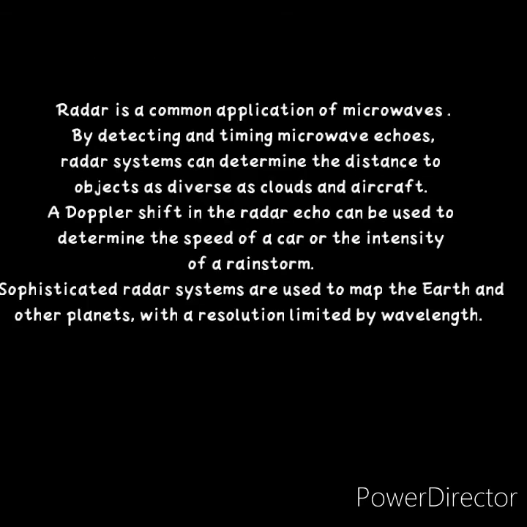Radar is a common application of microwaves. By detecting and timing microwave echoes, radar systems can determine the distance to objects as diverse as clouds and aircraft. A Doppler shift in the radar echo can be used to determine the speed of a car or the intensity of a rainstorm. Sophisticated radar systems are used to map the Earth and other planets with resolution limited by wavelength.